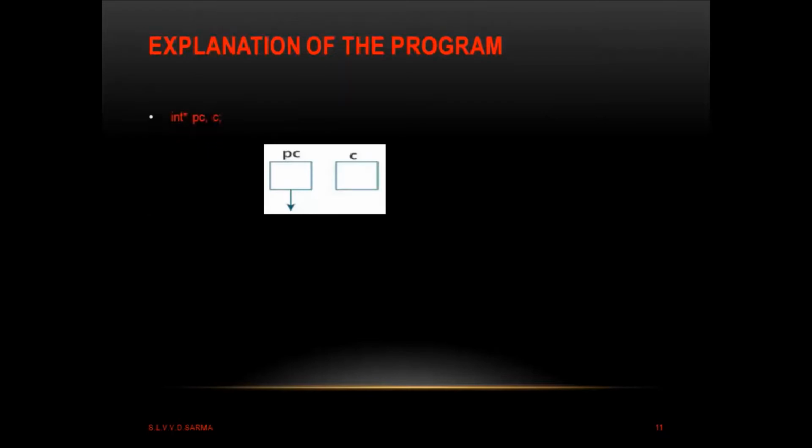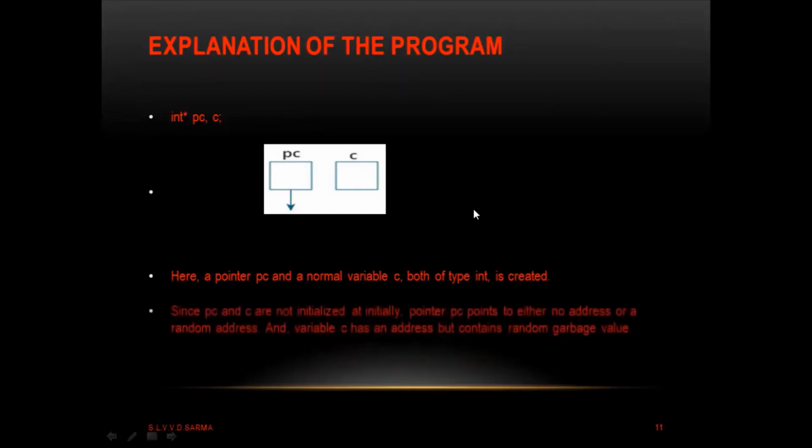So here int asterisk PC. I'm just going to declare the pointer variable PC and the variable C. Both have some unknown values, some garbage values. Here a pointer PC and a normal variable C, both of type int, are created.